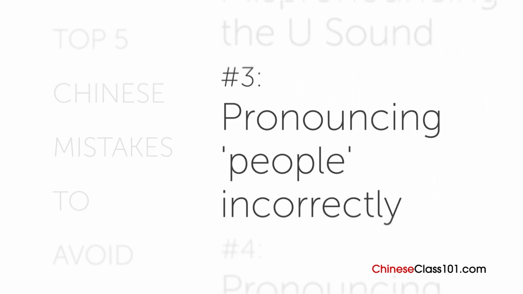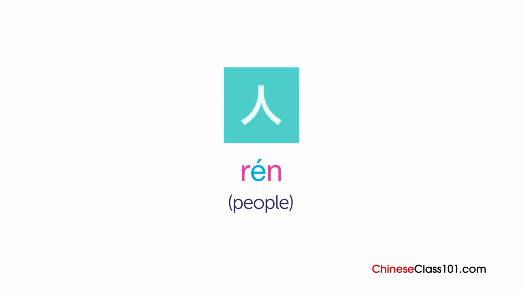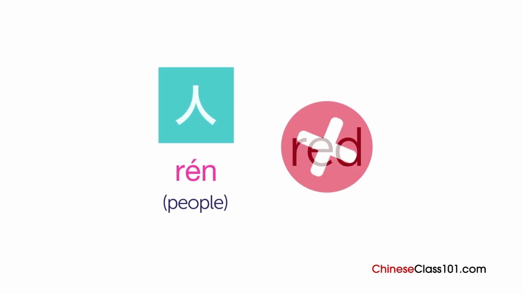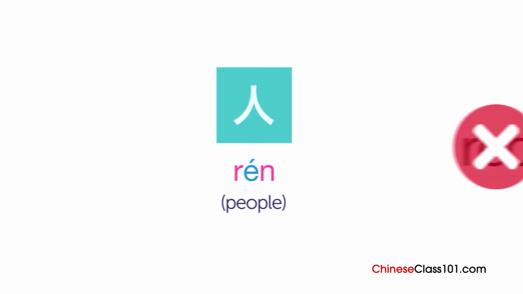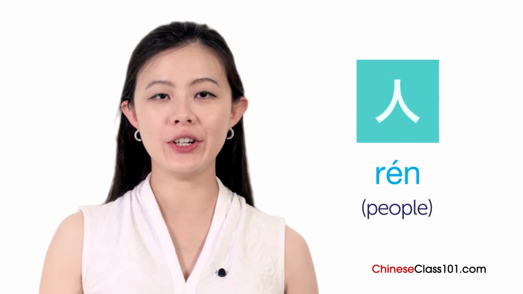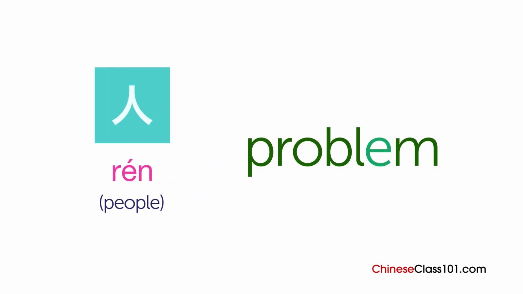Number 3. Pronouncing people incorrectly. Many people tend to mispronounce the E sound in the word people. They commonly substitute it for the English E, as in red. This is incorrect. The Chinese E sounds more like an ugh sound. It's identical to the E sound at the end of the word problem.